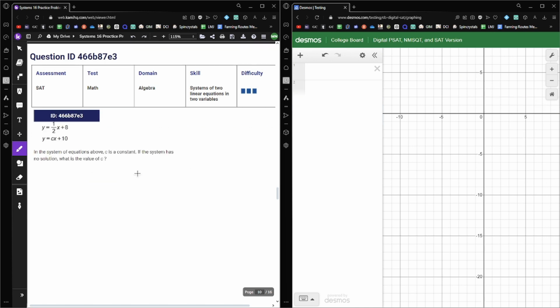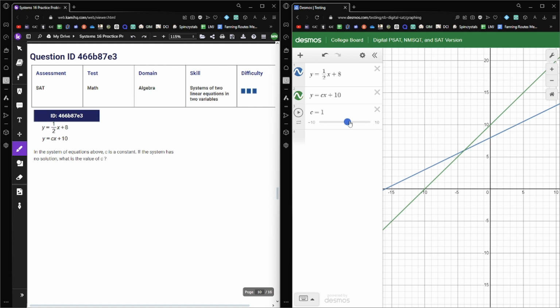Question number 10. In the system of equations above, c is a constant. If the system has no solution, what is the value of c? So this one is gonna be that slider one where we're trying to find if the lines are parallel. Because there's no solution, they're parallel. y equals 1/2 x plus 8. And y equals cx plus 10. We have to add a slider. And let's start trying things out.